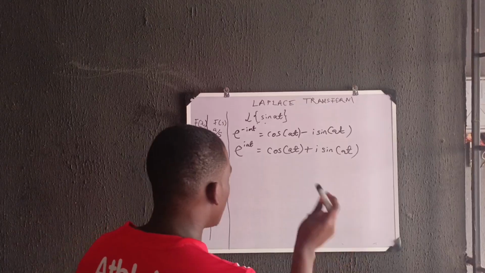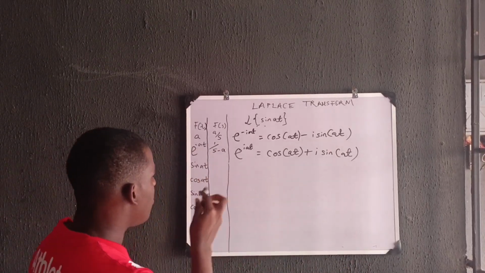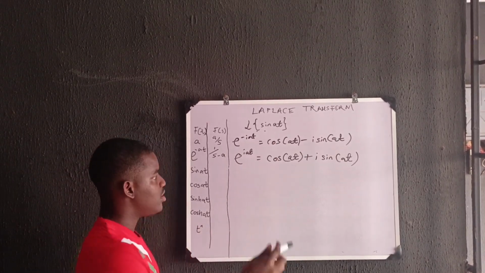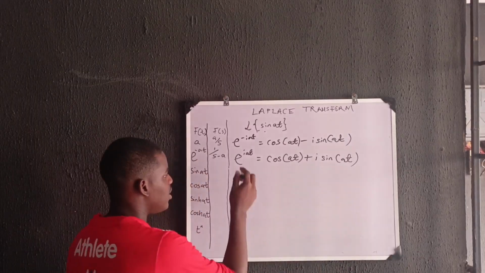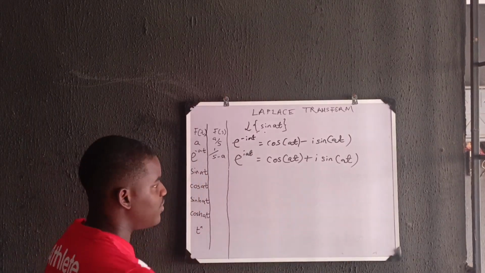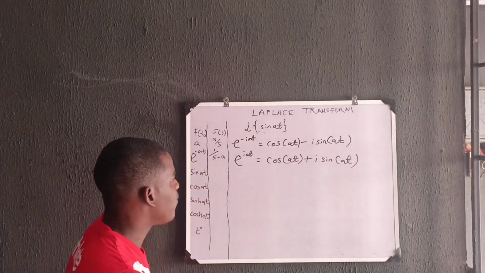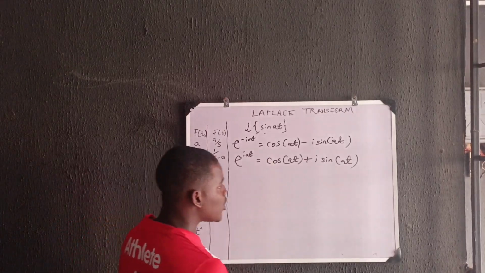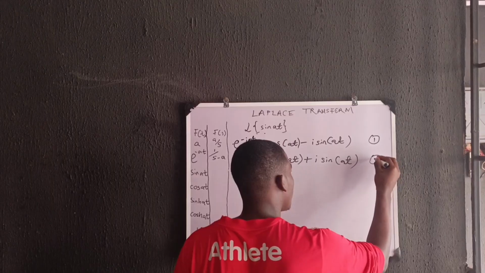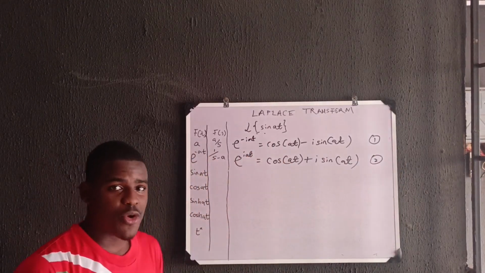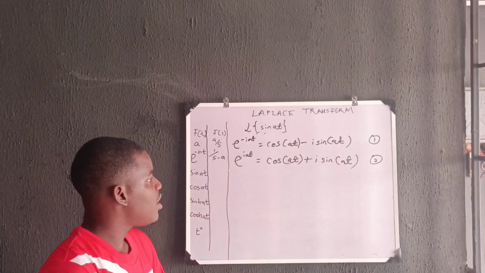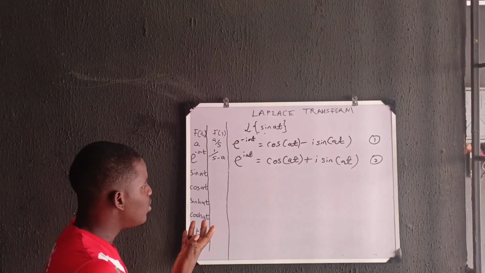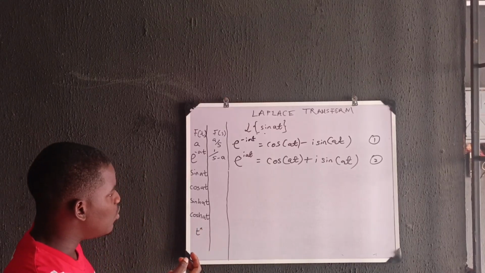Okay, so just now we came to these two conclusions, that e to the negative iat is going to give you this, and e to the iat is going to give you this. So now we want to find the Laplace of sin at. How do we manipulate equation 1 and equation 2 in such a way that we are going to eliminate everything cos? Look at it. How do we do that?